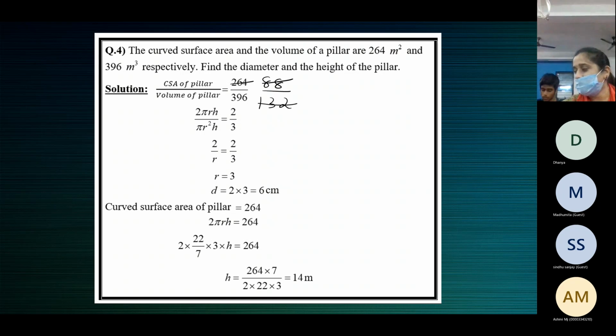Why didn't you cancel at all? If you don't want to do it with the pen, at least with the pencil you should simplify. 132 cancels with 4. So 4 3s are 12. You got 33?